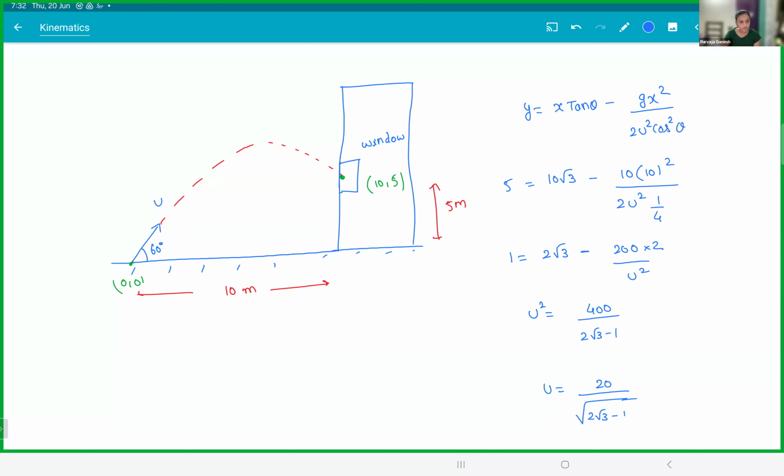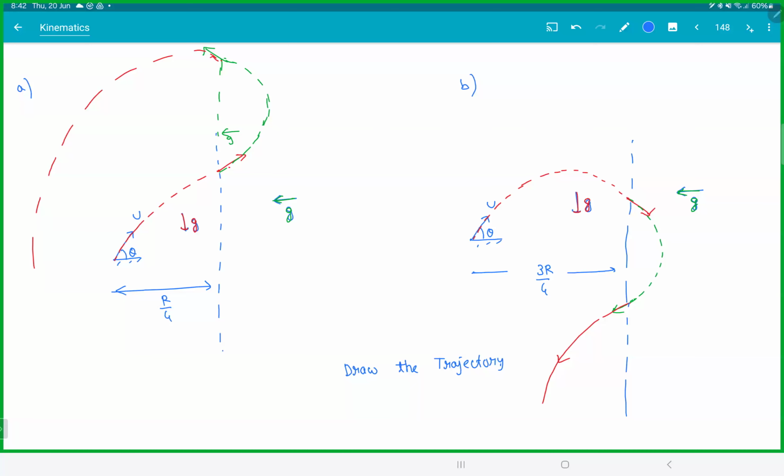Clear with the trajectories? I hope everyone got the paths, how to draw. Each section will be a parabola, but there are 3 parabolas here. You can play around like that. Any doubts on this?